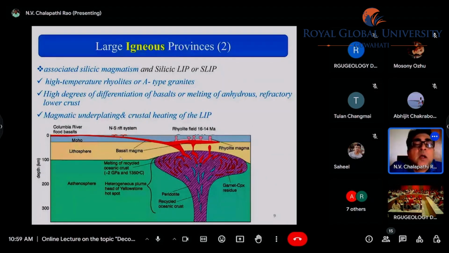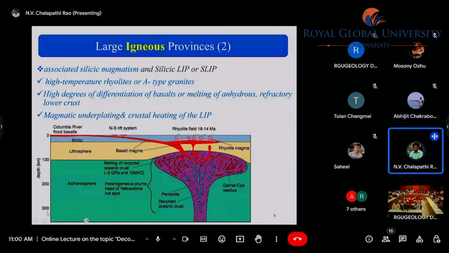Now, how do we explain a silicic magma coming from a massive, basalt-rich type of material? There are different models given, because if you look at the Malanis, for example, you have a lot of mafic magmas, and you also have plenty of silicic magmas. How do we explain both of them occurring together? There are two ways to explain it.